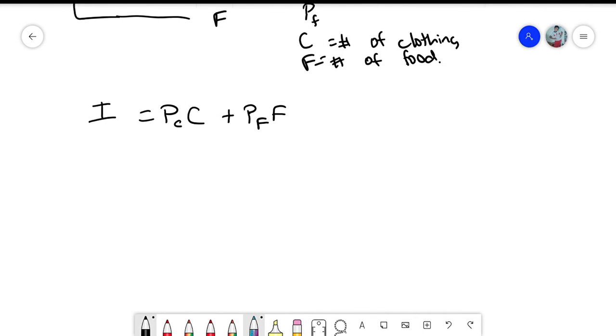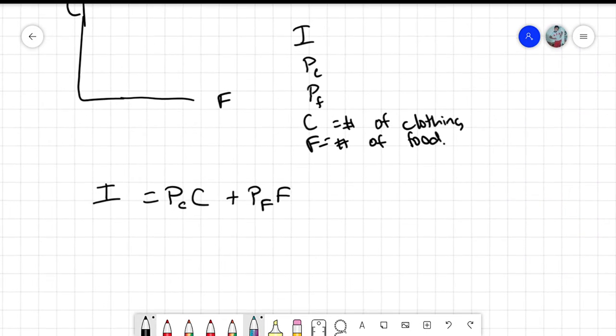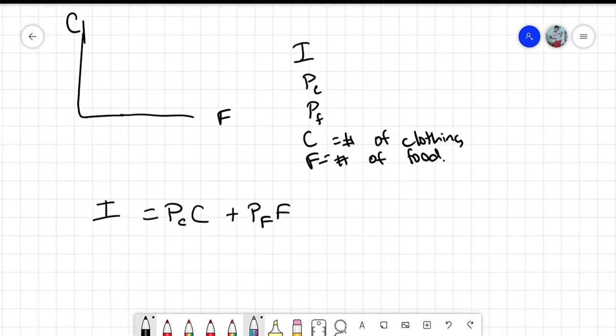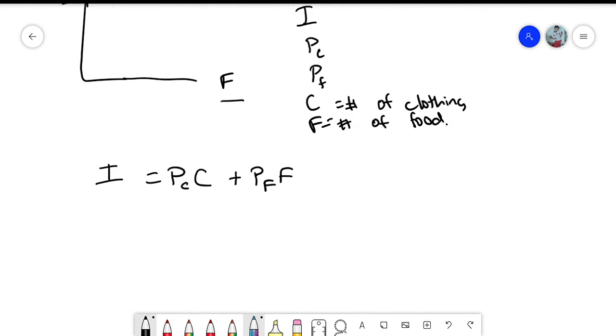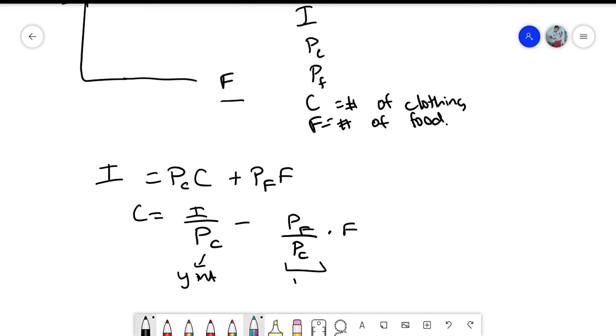This is kind of a basic thing; we're not even going to use it too much. Anyway, we're going to write it in the form y equals mx plus b, with C on the y-axis and F on the x-axis. I'm not going to do the math, but it's basically I over PC minus PF over PC times F. Here this is the y-intercept and this is the slope.